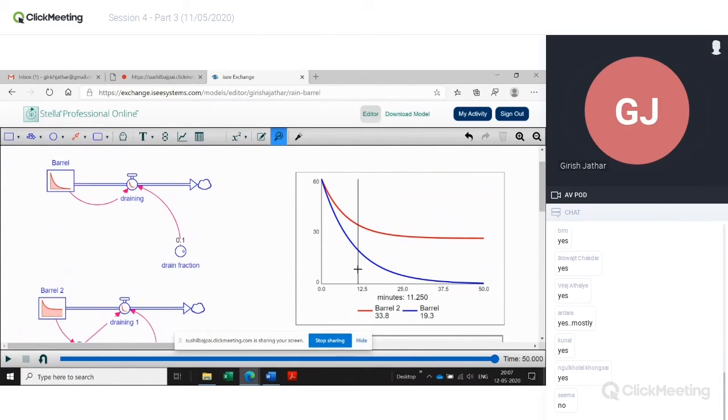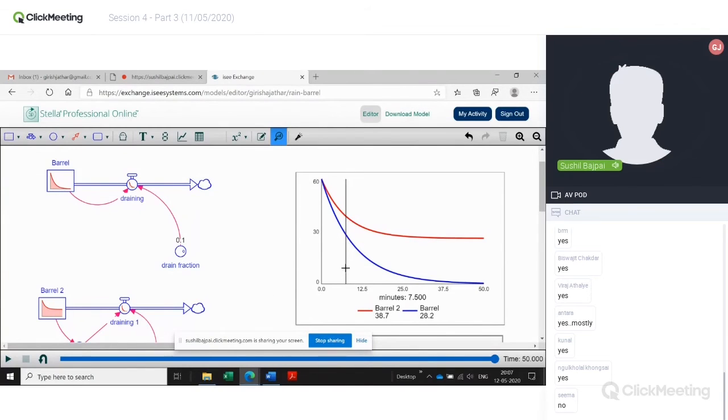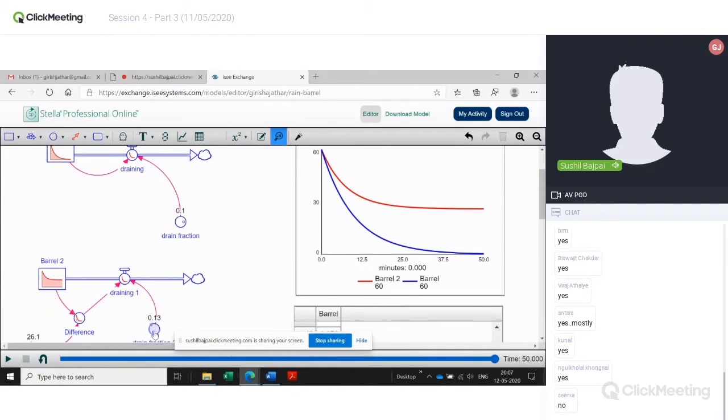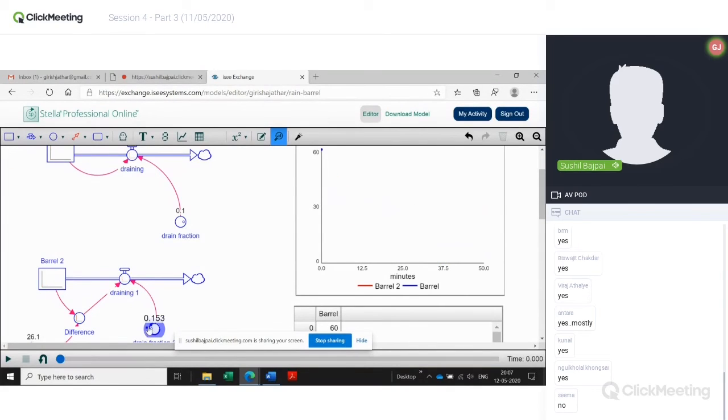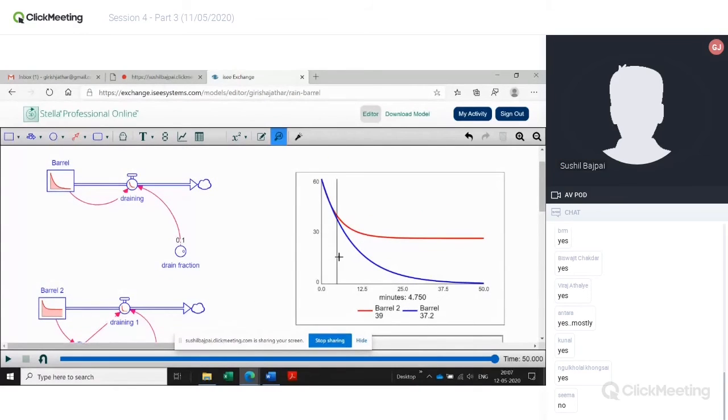And can you tell me what is the halving time now? Which drain fraction have you changed? The second one, barrel 2. Make the drain fraction something solid, which is 0.2 or something, so that we can calculate it more easily. Yeah, 0.2. So now if it is 0.2, 0.69 divided by 0.2 gives me 3.45. So approximately 3.5 minutes would be the halving time.